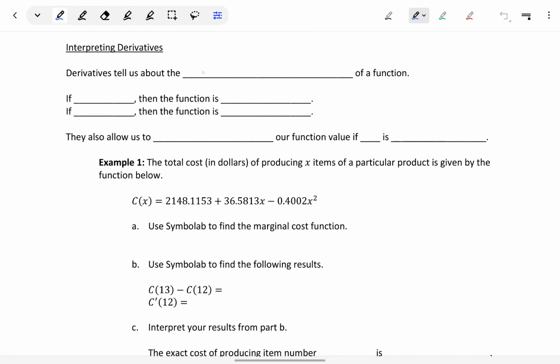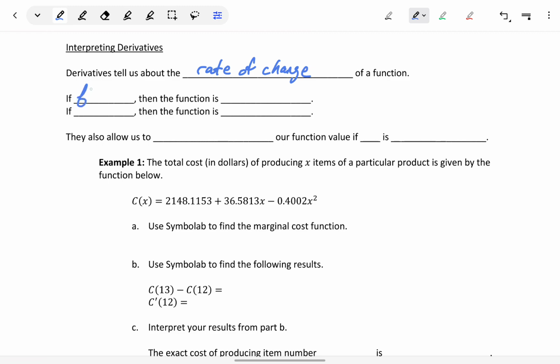So derivatives tell us about the rate of change of a function. This is very similar to the idea of slope for a straight line equation, but we generalize that to say rate of change because functions that curve can be increasing and decreasing at different points. So it's no longer a constant slope, but a rate of change that can be different at different points along our function.